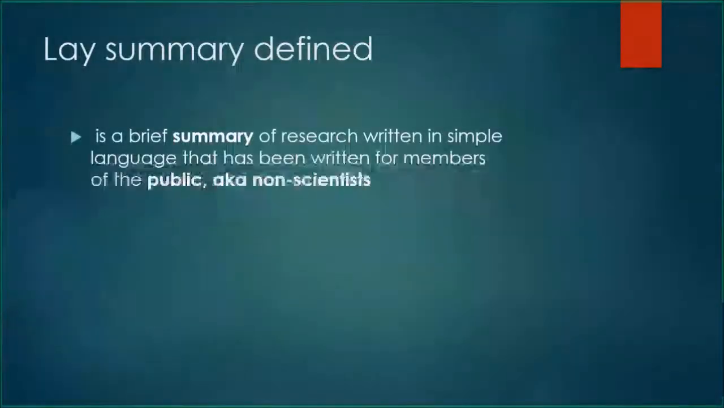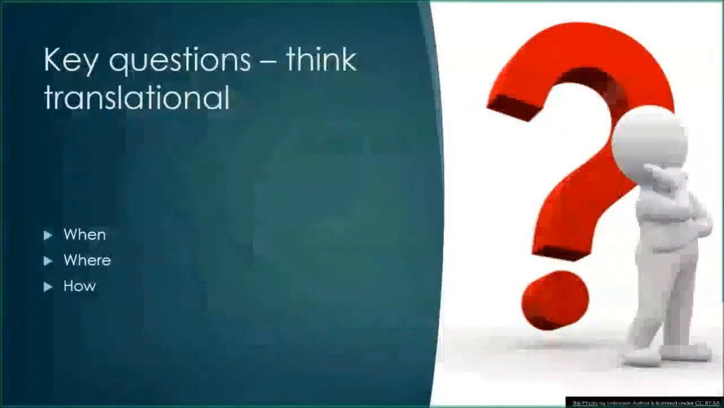So to define the lay summary, it's a brief summary of the research written in simple language that has been written for members of the public, meaning non-scientists. So key questions that should be answered in the lay summary, and I have the Excel hat on here a little bit, but think about translating your results from scientific findings and data charts into what will this mean for the person or the community involved. So you want to answer some key questions about when, where, and how will this work become meaningful for patients and communities?